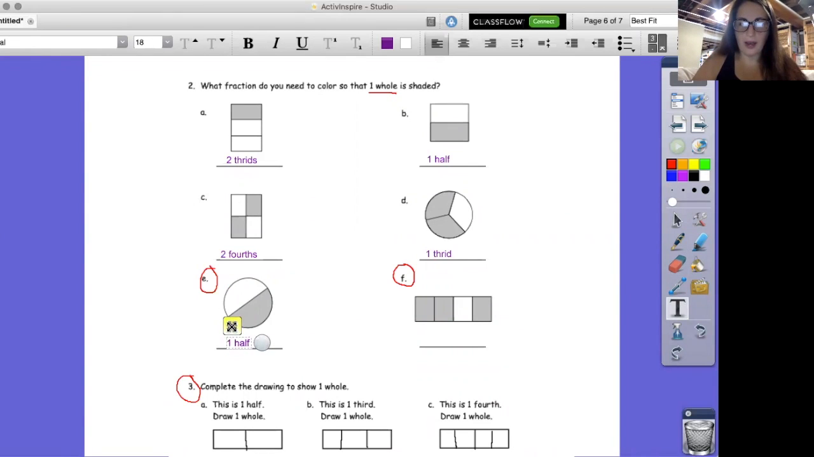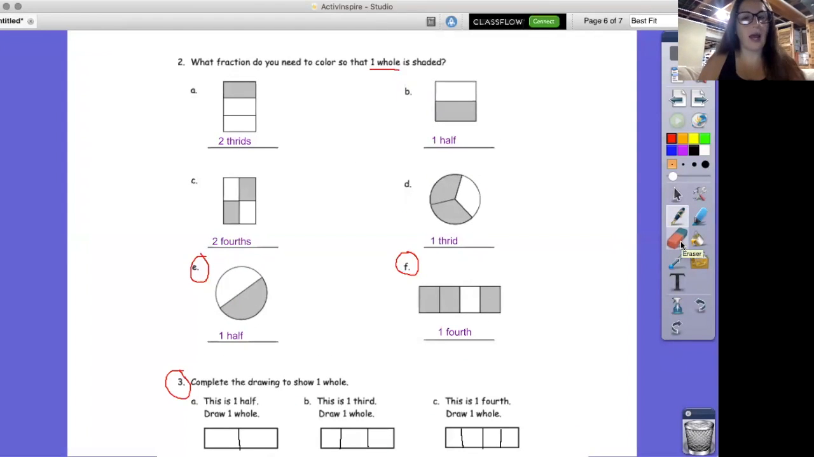I have 1/2 for my circle. 1/4 for my rectangle. And to show that I have one whole for my drawings at the bottom, I'm going to shade in my whole rectangle. So if you did that, you are so correct. Awesome job, friends.